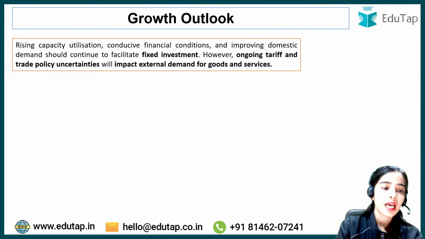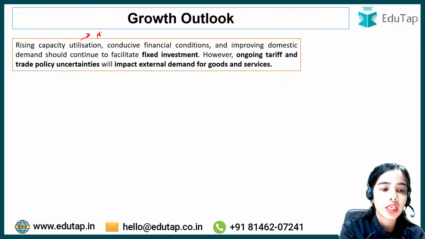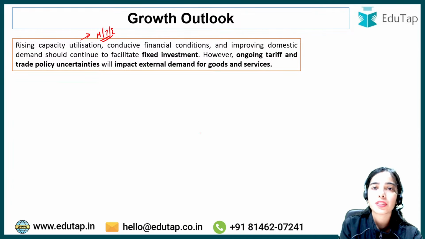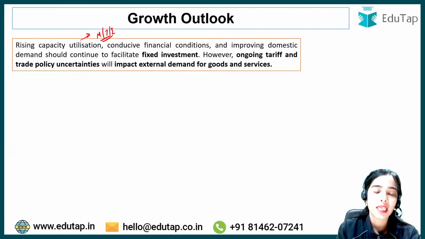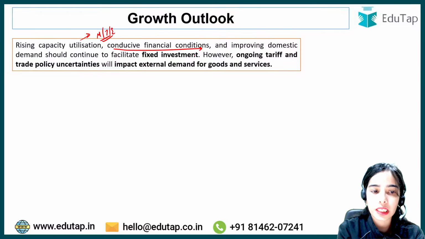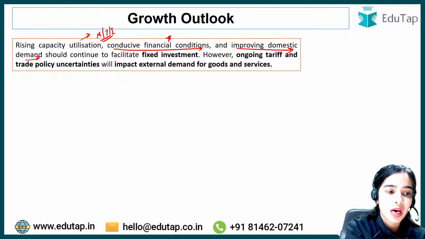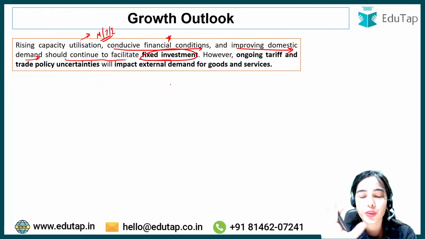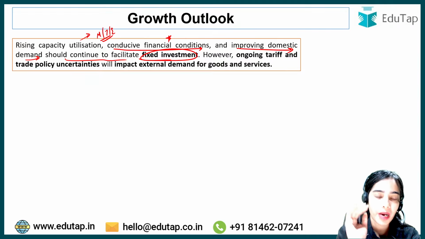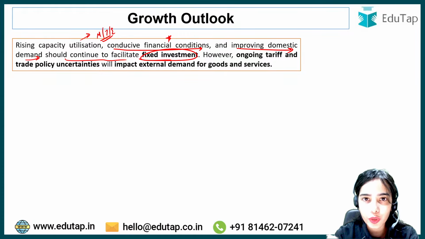Next, rising capacity utilization. That means the machinery, tools, equipments, their utilization is increasing. That means they are being used by the units, by the factories at good capacity. Conducive financial conditions. Okay, there is good financial conditions. Improving domestic demand should continue to facilitate fixed investment. So this is the idea that the companies, the factories, they are using the machine, tools, equipments to the maximum capacity, and there is good financial condition.